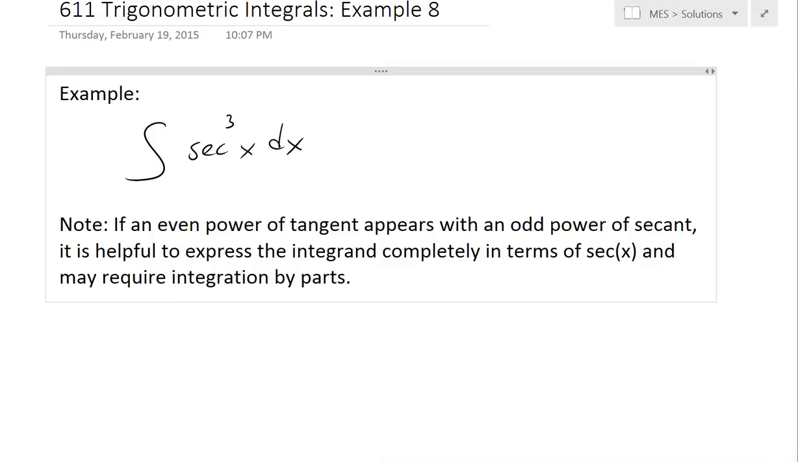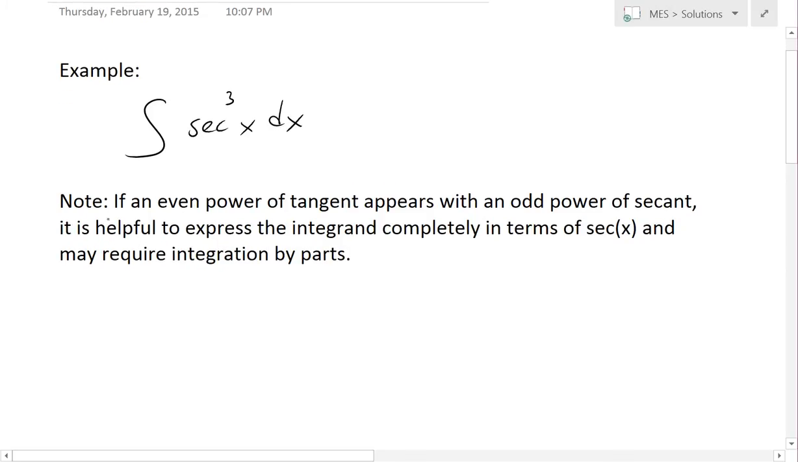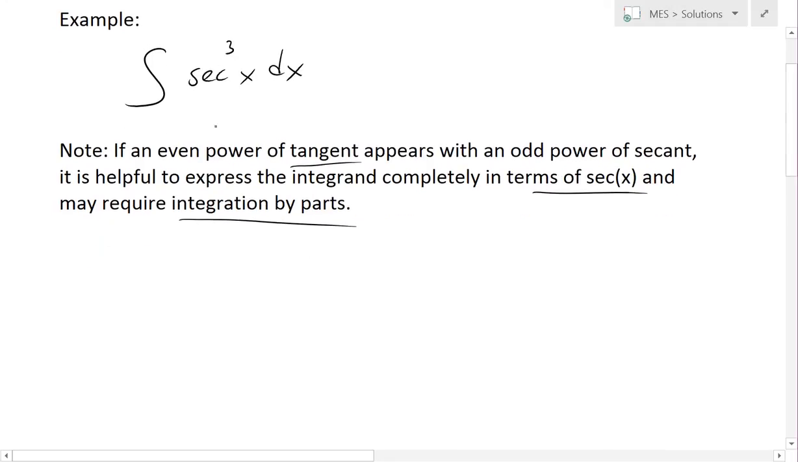Now it's not that straightforward to solving this integral, but we'll take this note from our calculus book, which states that if an even power of tangent appears with an odd power of secant, in this case we'll consider power of tangent as 0. It's close enough to being even. It is helpful to express the integrand, or this function, completely in terms of secant, and it may require integration by parts. So this is just giving us a hint on how to solve this.